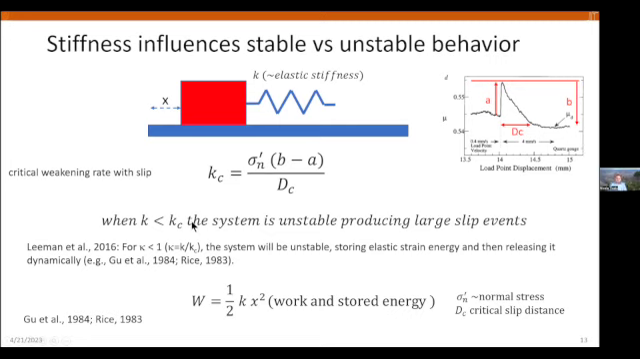So we know that in the ECoR machine, if we change the stiffness of our spring, we will also change the stiffness of the system, and therefore we can better explore this idea that the fault becomes unstable when K, the elastic stiffness of our system, which is fundamentally the stiffness of the spring, is less than this critical stiffness.